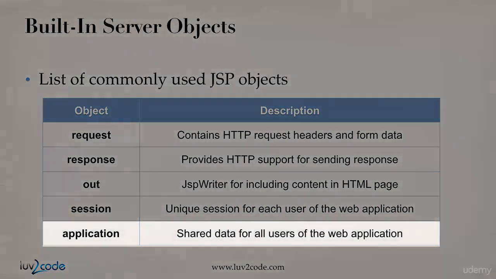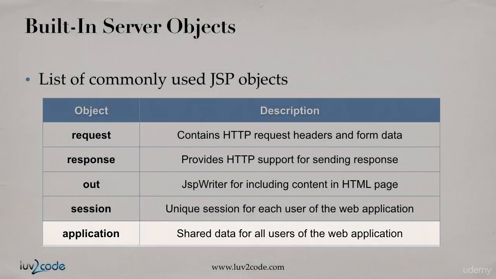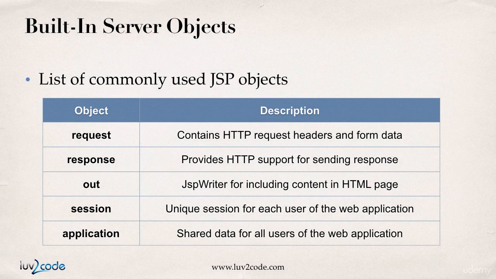And finally, there's the application object. So this is shared for all users of a given web app. And I'll discuss various use cases on how to use the application object. Now, just a full disclaimer, this is not an exhaustive list. There are other server objects out there, but these are the ones that are most commonly used for JSP web apps.